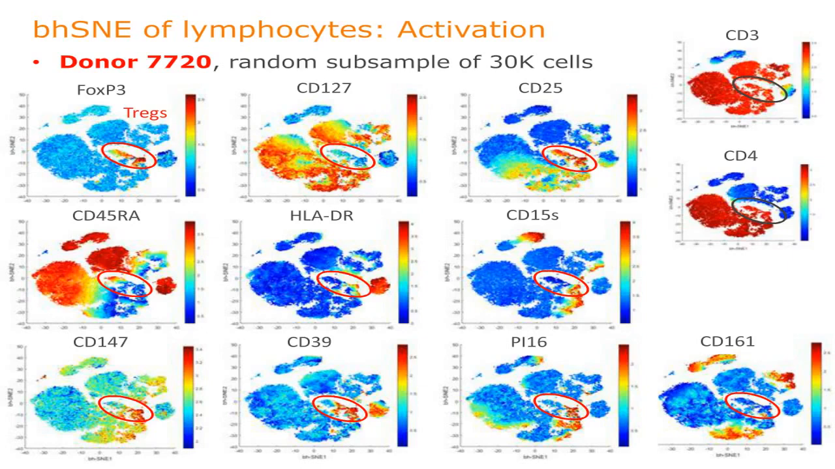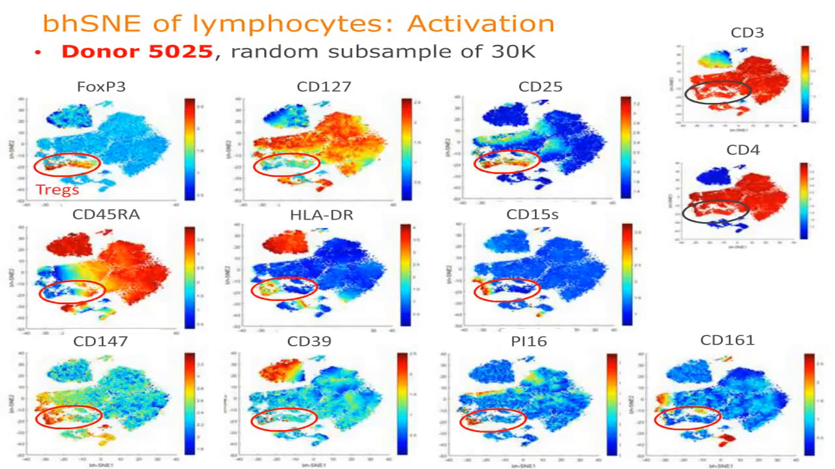And I know that CD147 expression, actually the expression pattern is the opposite of CD45RA. And I can see that when I'm looking at my T regulatory cells right now, as well as CD39, PI16, and CD161.